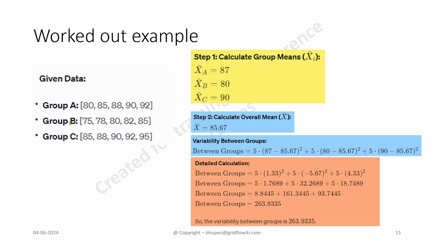So the worked out example, the same group A, group B, group C, and this is the mean of group A, B, C. And then we find out the overall mean across all the groups here. This is my overall mean. So the variability will be 87 minus 85, 80 minus 85, 90 minus 85, squared. And that gives me the variability between the groups. So you substitute all those values and you get the variability between the groups.